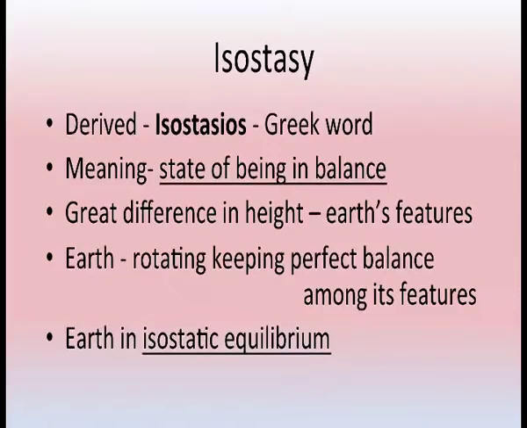Isostasy. What is isostasy? It is derived from the Greek word isostasios, and it means state of being in balance. There is great difference in height on the earth's surface. Mountains are very high while plateaus are lower and then plains are very low. So, earth is rotating and keeping perfect balance among all these features of different height. In this manner, earth is in isostatic equilibrium.